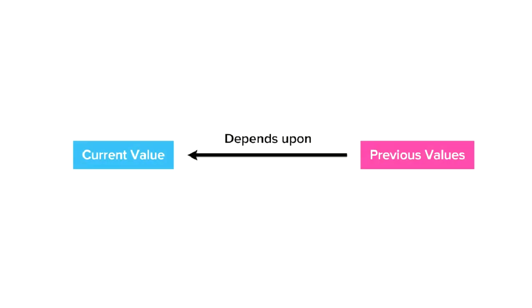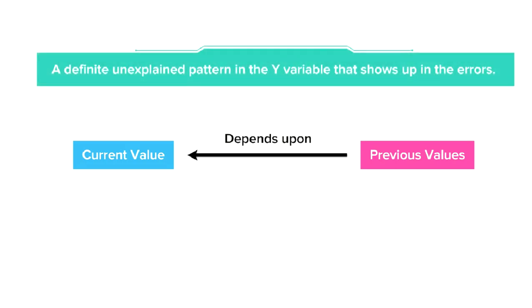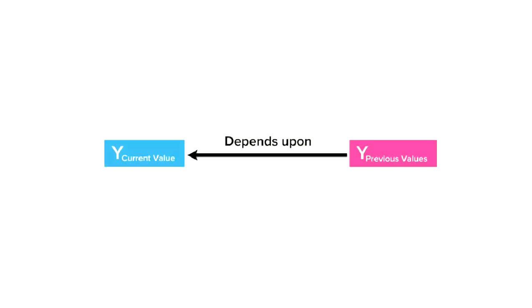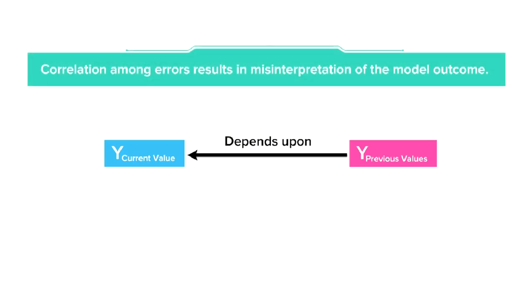When the residuals are autocorrelated, it means that the current error value is dependent on the previous or historic values, and that there is a definite unexplained pattern in the y variable that shows up in the errors. In simple terms, it means that the current value of y depends on the previous value of y. But in linear regression, we only model the linear relationship between x and y and not between y and previous values of y. As a result, if errors are correlated, we would misinterpret the model outcome as it missed out on this important information.